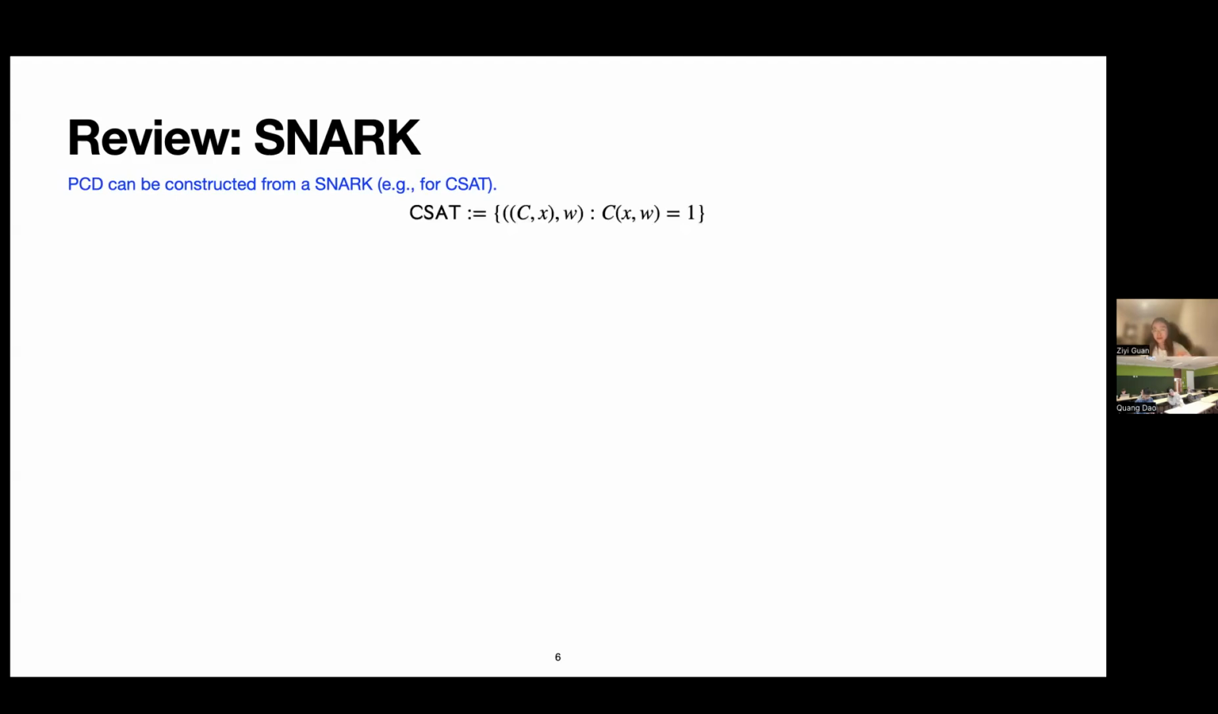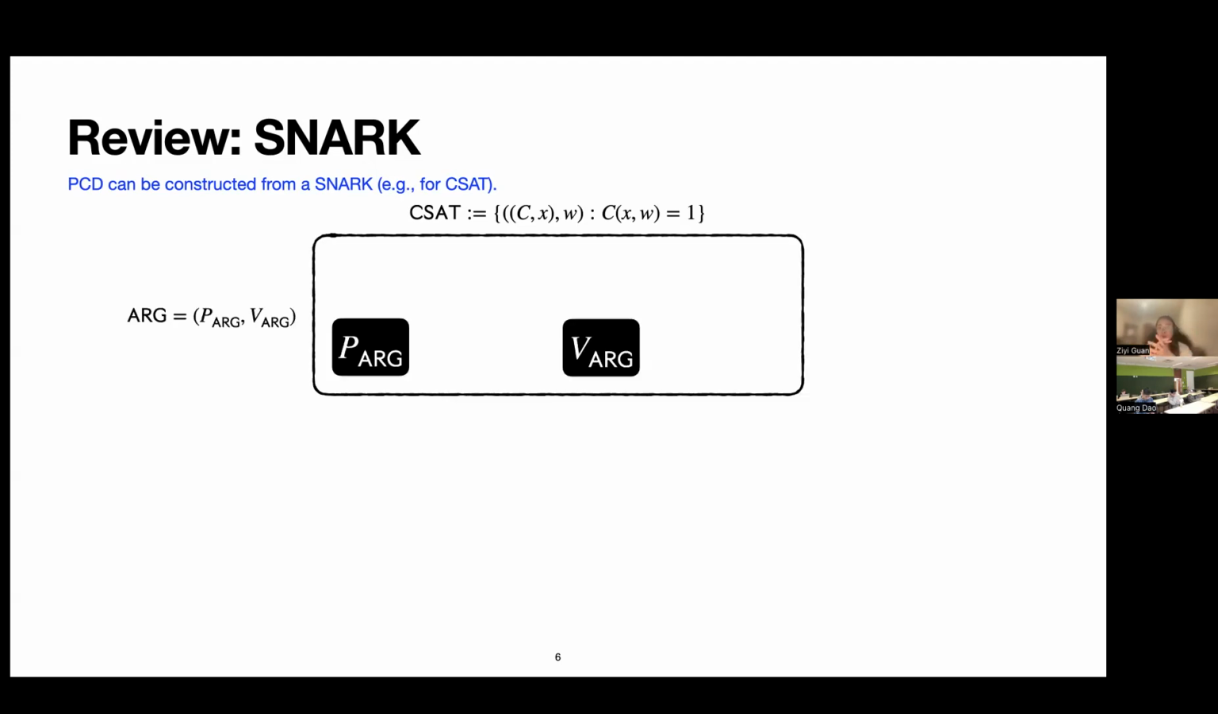What is circuit SAT? Formally, it takes a circuit C, input X, and witness W, and we say that this tuple is in the relation if C evaluated at X and W equals 1. And we can have a SNARK for this circuit SAT relation. In particular, we would have a prover and a verifier, where the prover gets both the instance and witness, while the verifier only gets the instance. And the prover sends a short proof pi to the verifier, and the verifier decides whether to accept or reject.